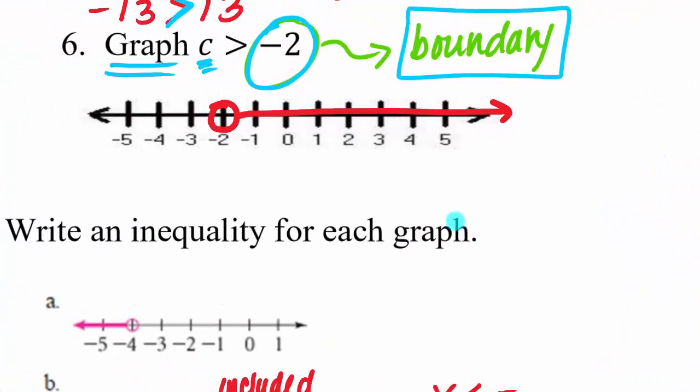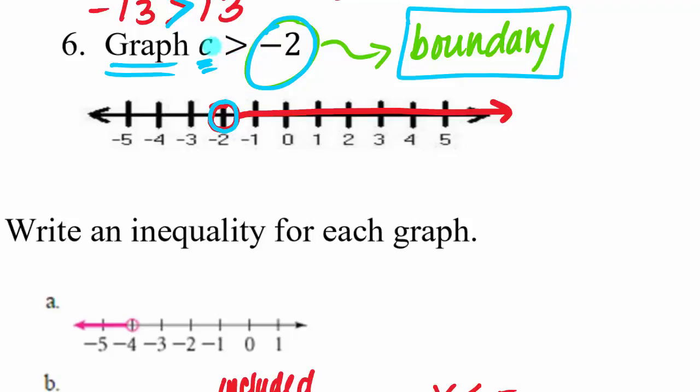So let's take that back over here. There is no equal sign underneath this greater than sign. So we're going to go to the boundary first, and we're going to recognize it. We're going to leave it open, indicating the fact that that is not a solution at negative 2. And then we're going to go ahead and mark the rest of the graph.